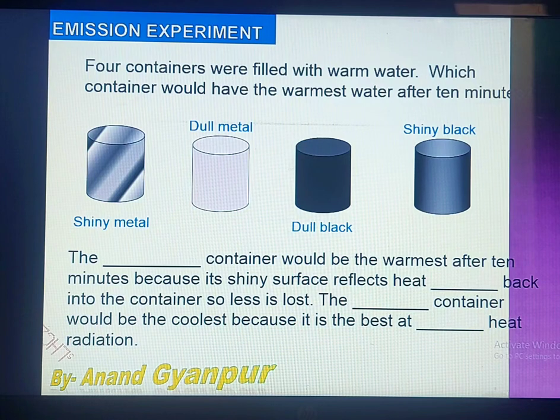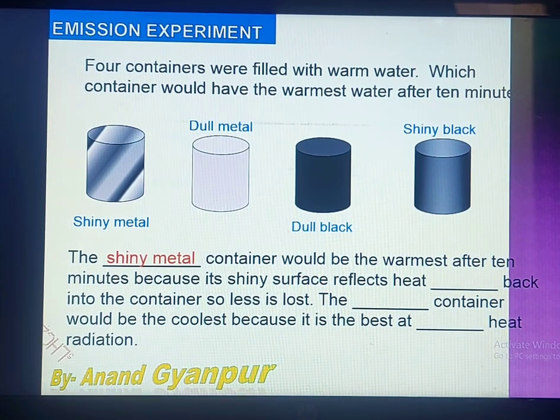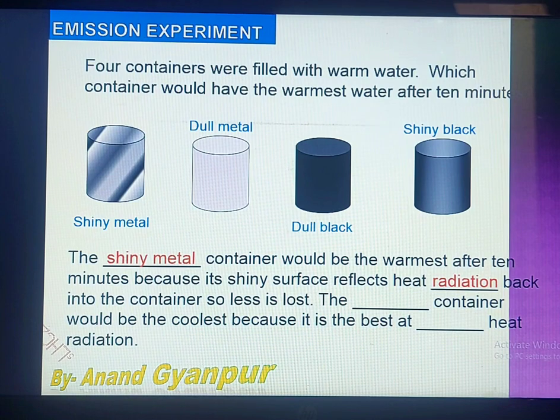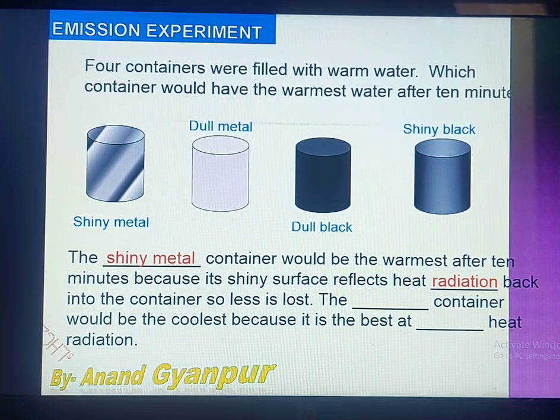Shiny metal, dull black or shiny black? Here is the answer: the shiny metal, because shiny metal emits the least energy as it doesn't absorb the heat. The shiny metal container would be the warmest after 10 minutes because its shiny surface reflects heat radiation back into the container, so less heat is lost.